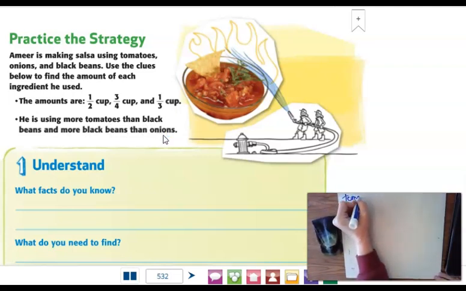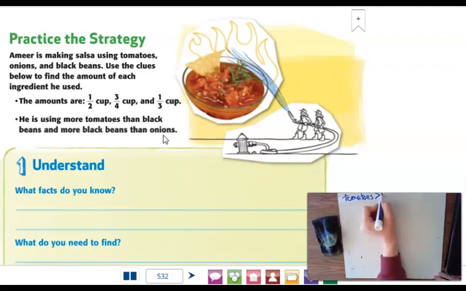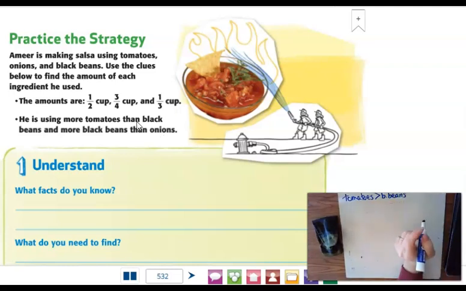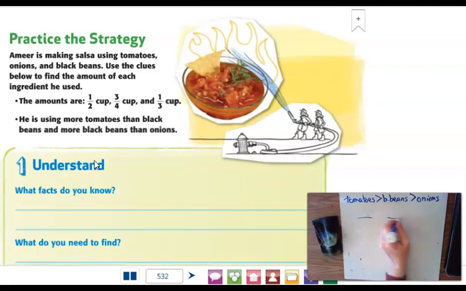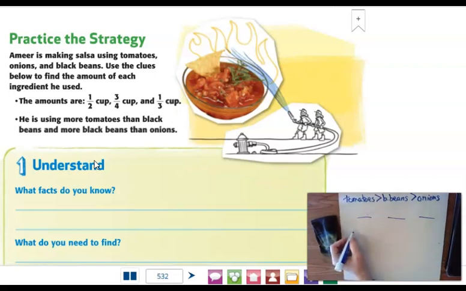tomatoes is greater than the black beans. And down the second one here, it says black beans is greater than onions. So once we have that, then we can match our fractions to that. Okay, so I've got 1/2, 3/4, and 1/3. I can draw my visuals.